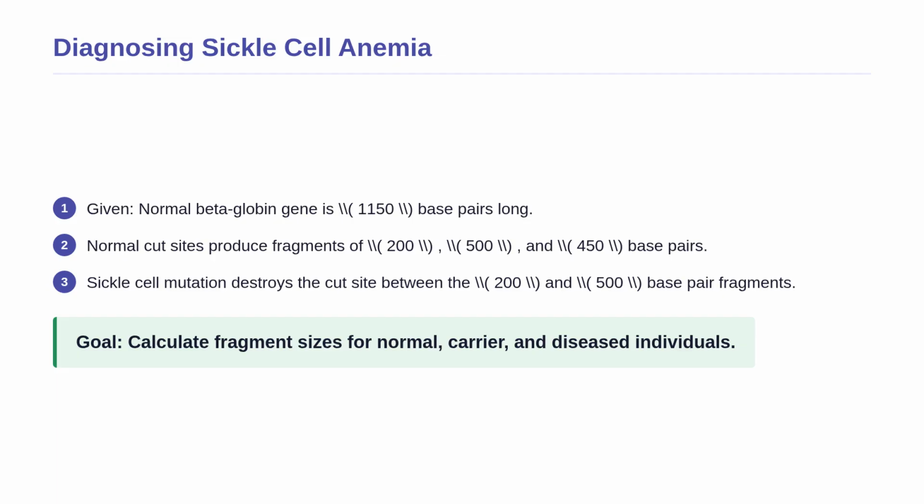Before we move on, let us see this with a concrete example. We are looking at diagnosing sickle cell anemia using RFLP. We are given a normal beta globin gene region that is 1,150 base pairs long. It has 3 cut sites, producing fragments of 200, 500, and 450 base pairs. The sickle cell mutation destroys the cut site between the 200 and 500 base pair fragments. We are asked to calculate the fragment sizes for a normal individual, a carrier, and a diseased individual. We will use the fragment addition principle to solve this.